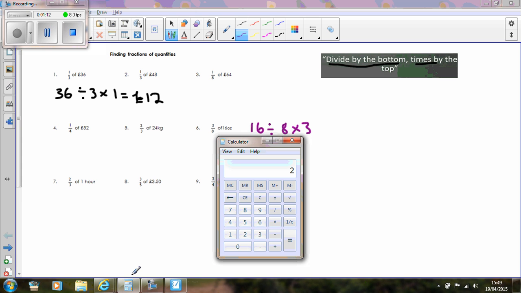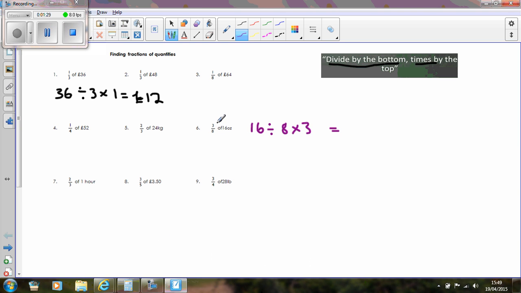Because sometimes with BODMAS, what they like to do is times 8 by 3 first, and then do 16 divided by that. But that's not BODMAS, so that shouldn't happen. But on some mobile phones it does, so you might find that it doesn't work. But anyway, times by 3 is 6. And because the question is in ounces, the answer has to be in ounces, so it's not just 6. 6 ounces is the answer.